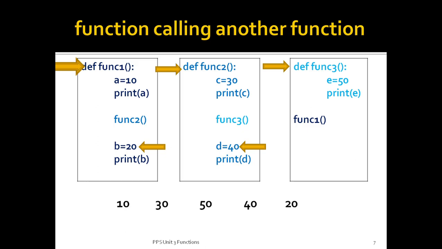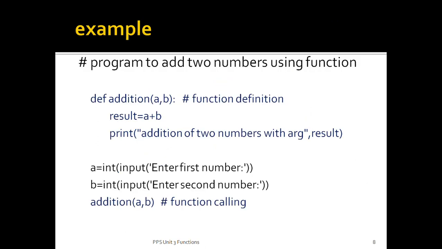So it is not necessary that function 1 can call only one function. It can call as many functions as it wants and as many times as it wants. So we have already seen function and its execution. Now let's see what will happen if we pass the arguments.